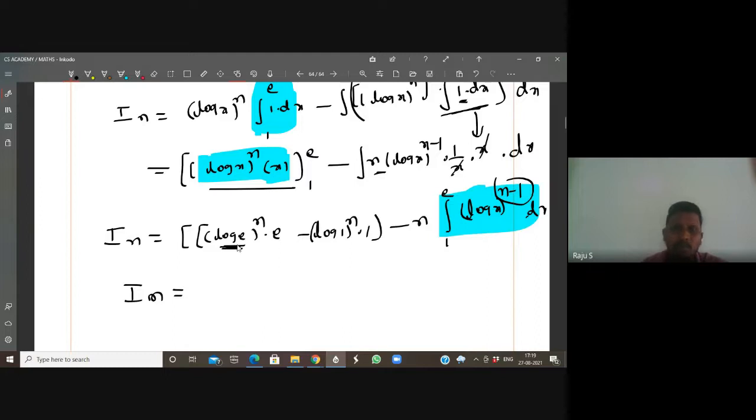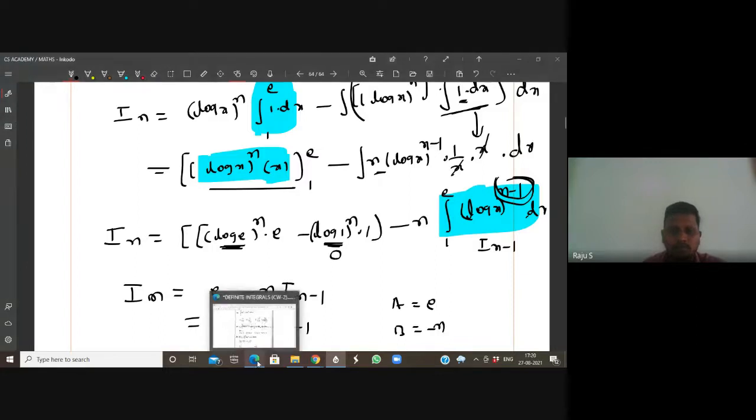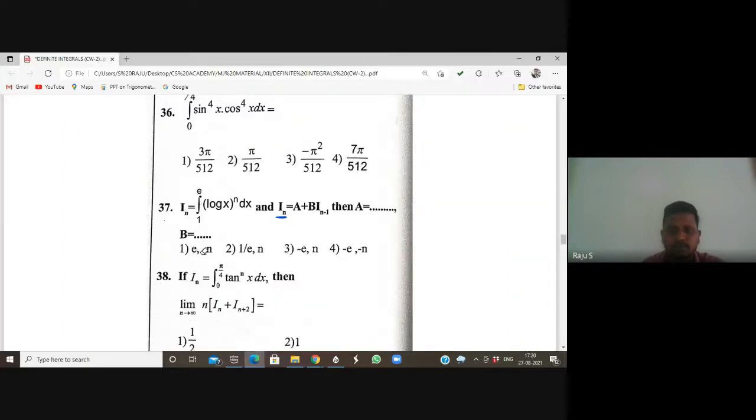Log e value is always 1. 1 to the power of n is 1, into e. Log 1, what is the log 1 value? 0. 0 to the power of n is 0. So finally here e minus n into In minus 1. We will write like this. This can be written as In minus 1 because the power is n minus 1. When we compare this with a plus b into In minus 1, what is a comma b? a is equal to e, b is equal to minus n. See here, a is equal to e, b is equal to minus n. Got it?